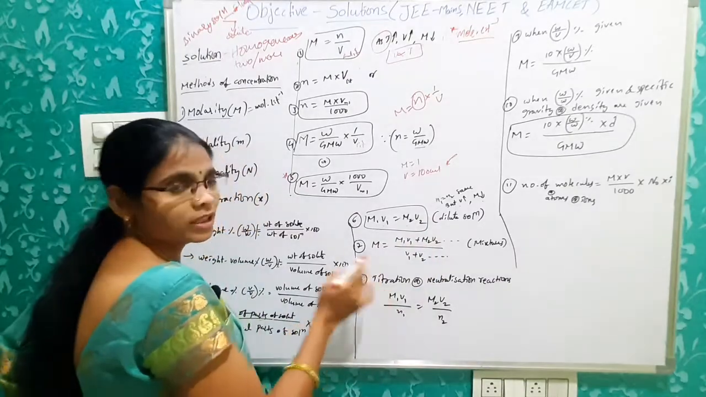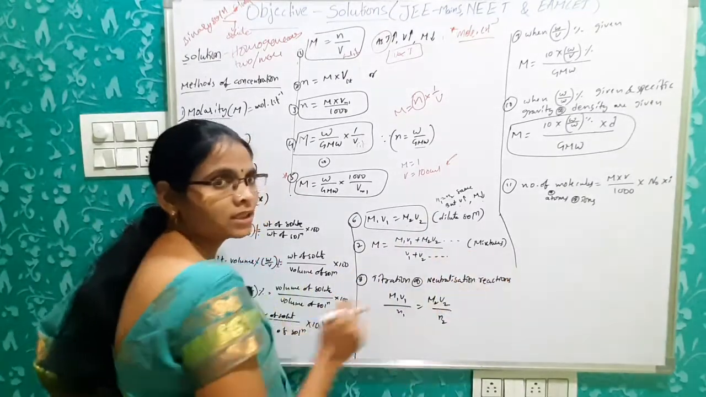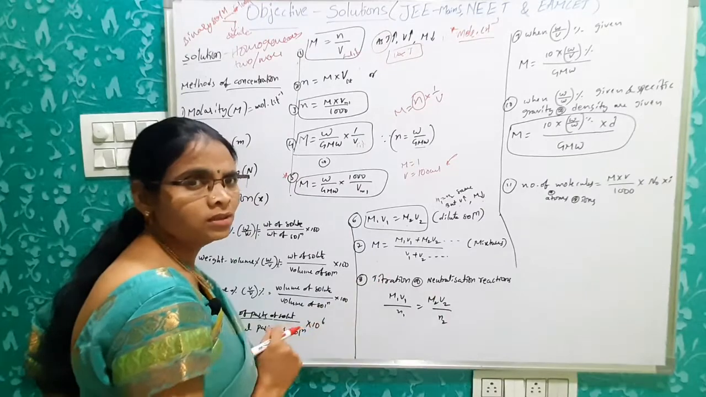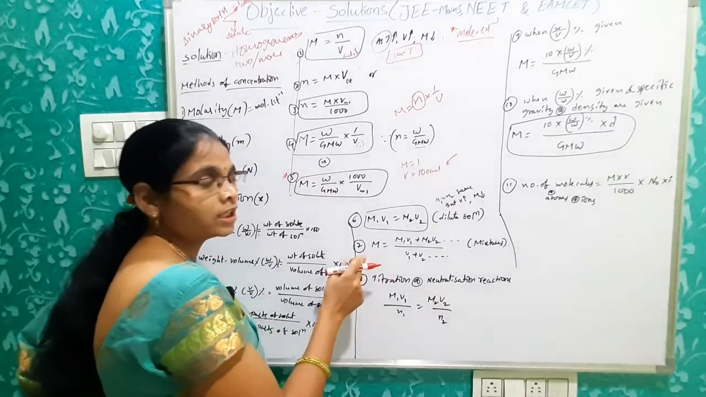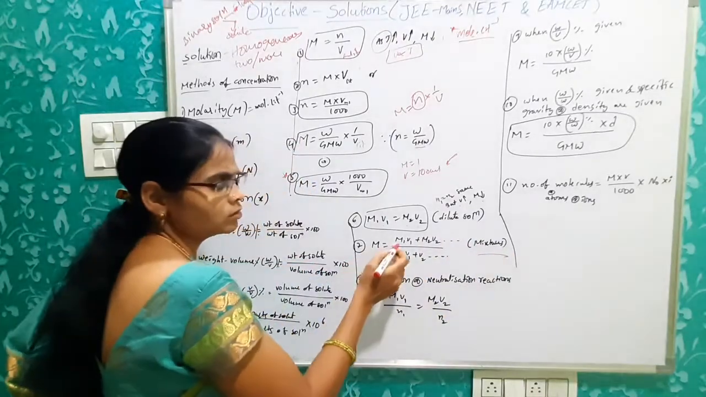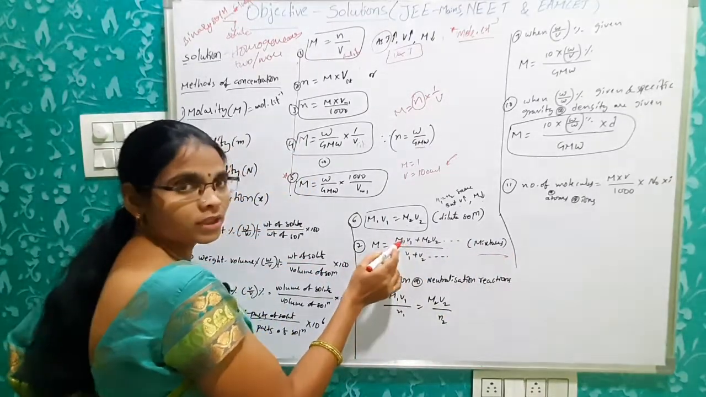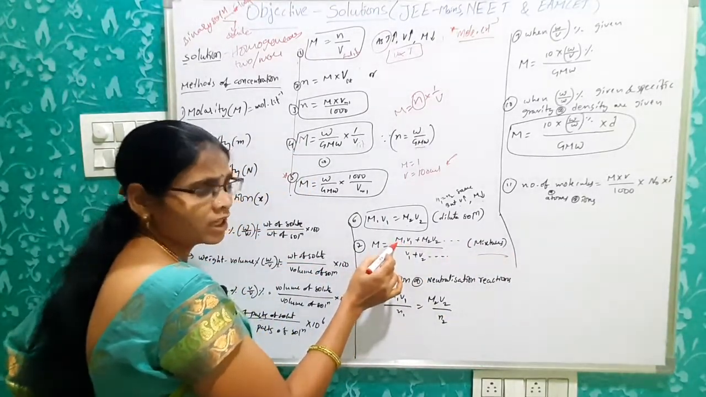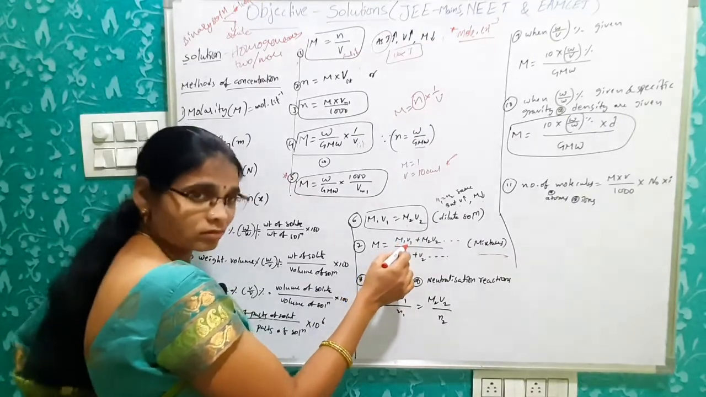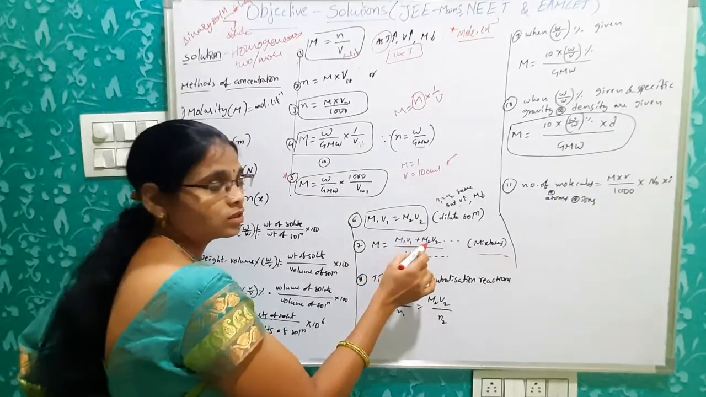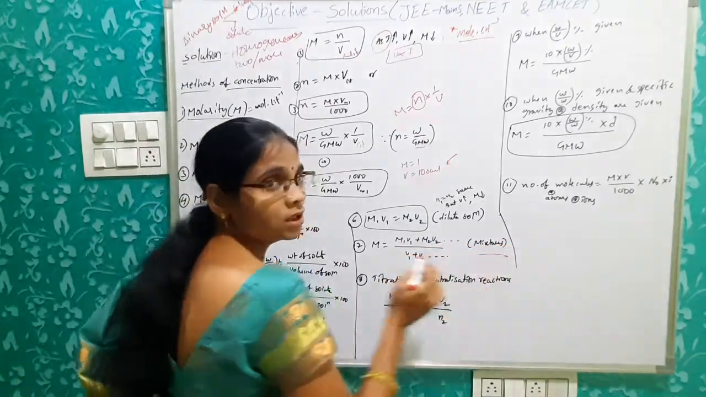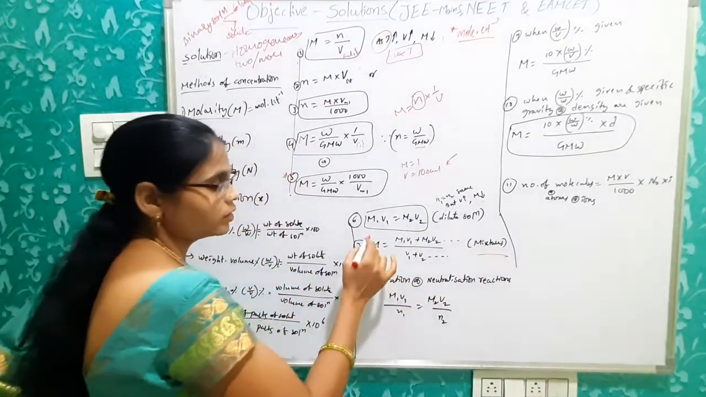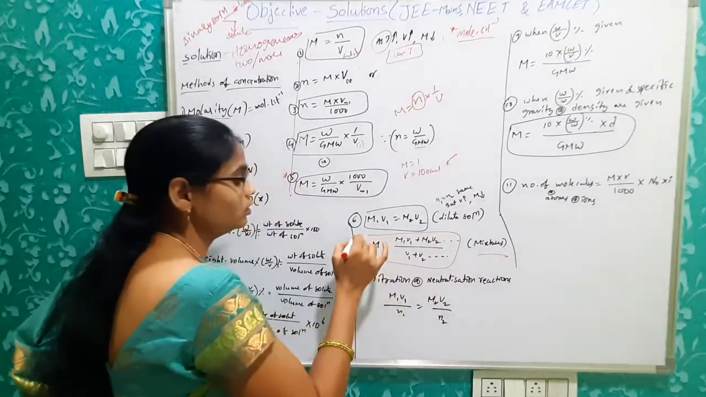For mixtures, maybe two or more acids or two or more bases are mixed together. Then the total molarity of that mixture, M, is equal to M1 V1 for the first solution, molarity of the first solution times volume of the first solution, plus molarity of the second solution times volume of the second solution, and so on, divided by V1 plus V2 plus V3, and so on. This is also a very important formula for mixtures.